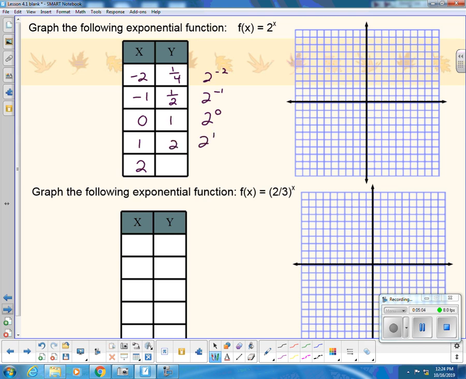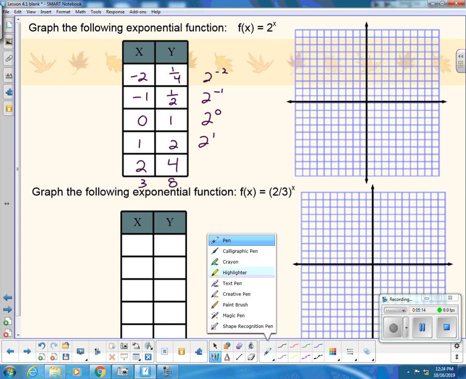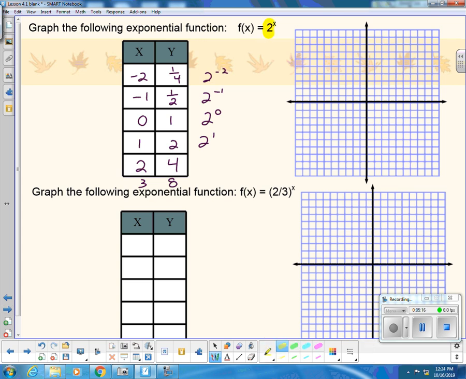What's going on with these y values? They are multiplying by 2, aren't they? They're doubling. Why? Because the base is a 2. If the base was a 3, you'd be multiplying by 3. Okay, that's the growth factor. It's how it's growing. So we can graph those.